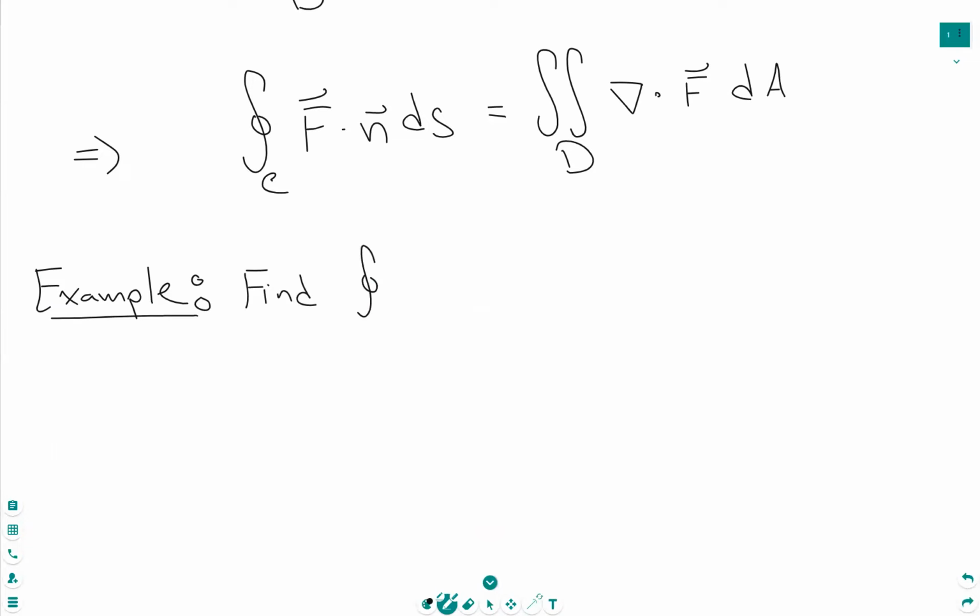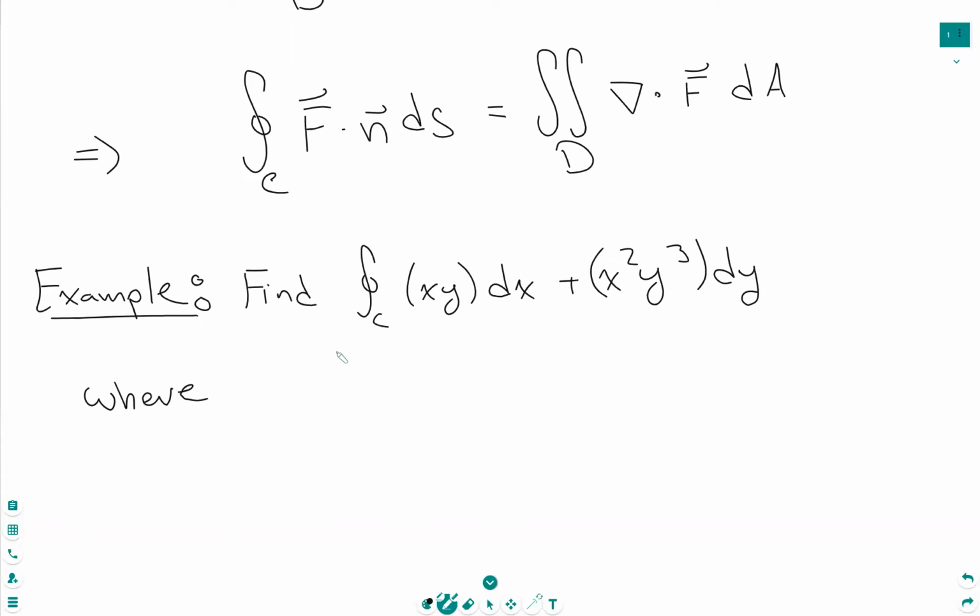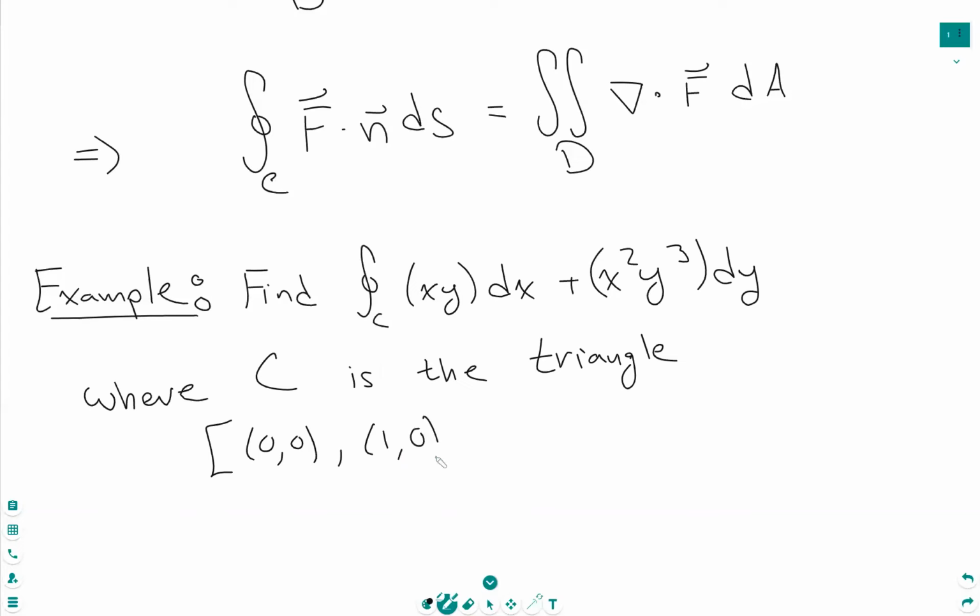We're going to find the line integral. This is a closed line integral of x times y dx plus x squared y cubed dy, where C is the triangle that's created by 0, 0, 1, 0, and 1, 2, that has a counterclockwise orientation.